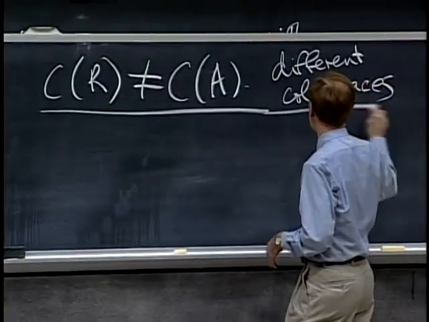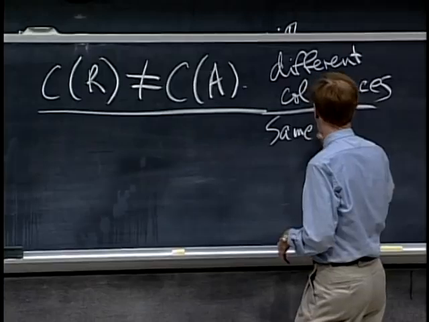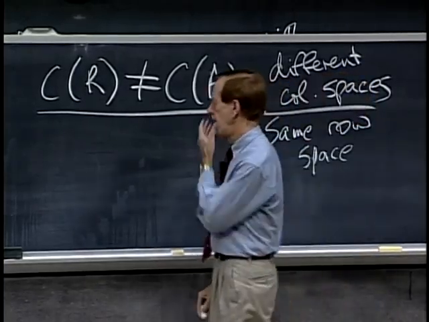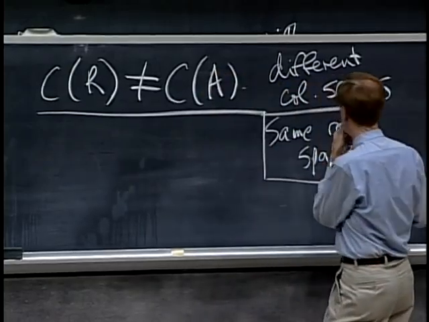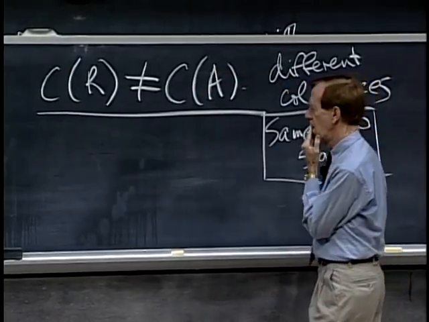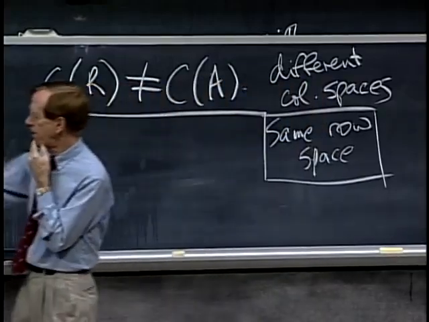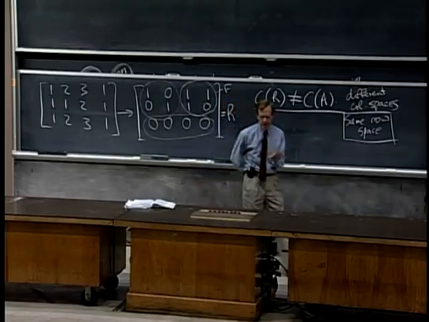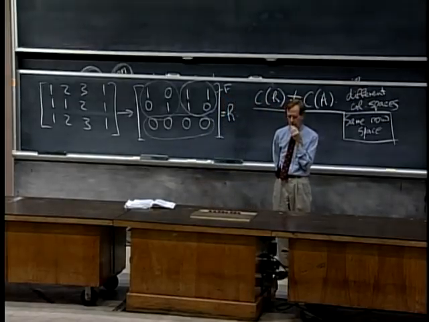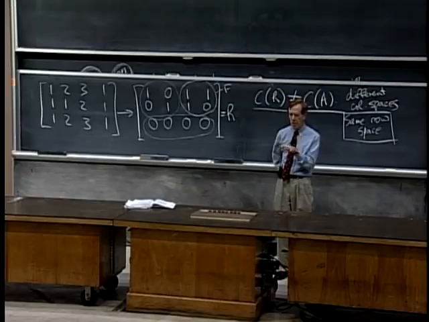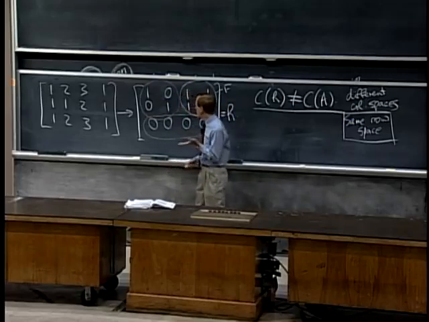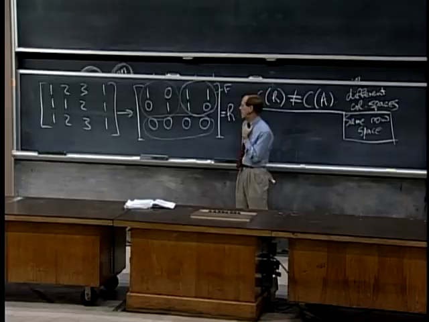But I believe that they have the same row space. I believe that the row space of that matrix and the row space of this matrix are identical. They have exactly the same vectors in them. Those vectors are vectors with 4 components, right? They're all combinations of those rows. Or I believe you get the same thing by taking all combinations of these rows.